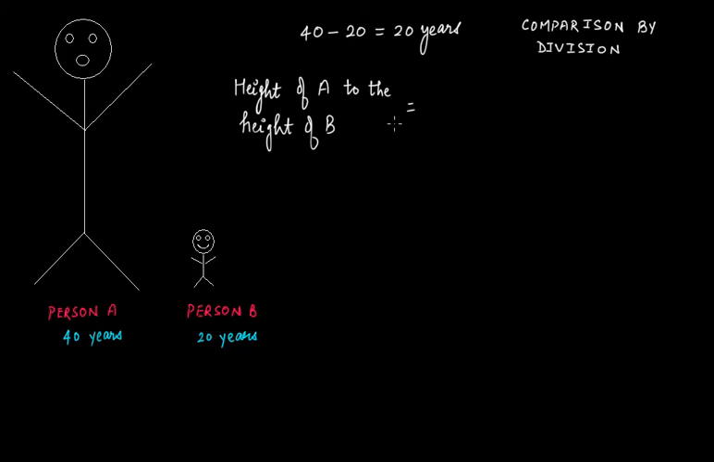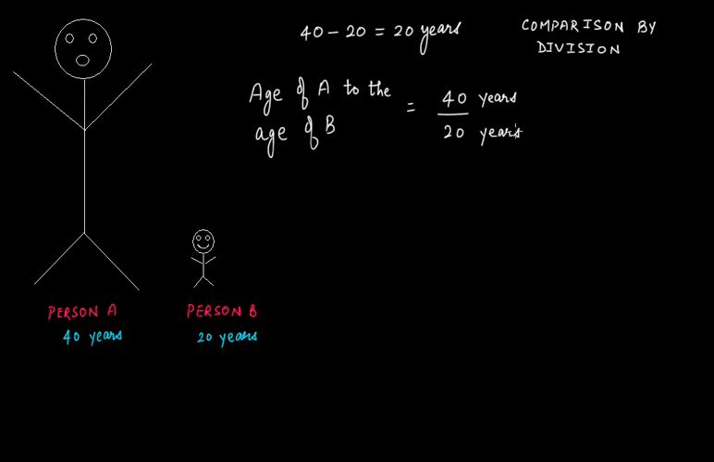Sorry, this is not height, this is age. I'm really very sorry. My apologies. Age of A to the age of B. So we have 40 years, like 40, and this is 20. So what's the unit? 40 years and 20 years, right?